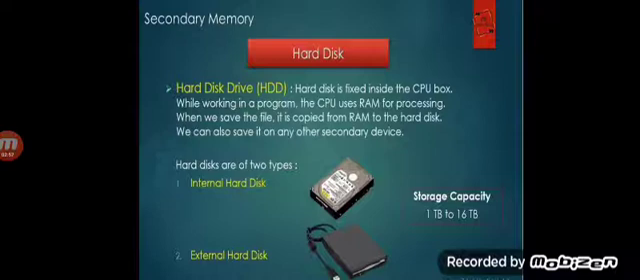Hard disk is fixed inside the CPU box. While working in a program, the CPU uses RAM for processing. When we save the file, it is copied from RAM to the hard disk. We can also save it on any other secondary device. Now we have two kinds of hard disks. First is internal hard disk and second is external hard disk, right? The storage capacity of a hard disk can be from 1 TB, that is 1 terabyte, to 16 terabytes.